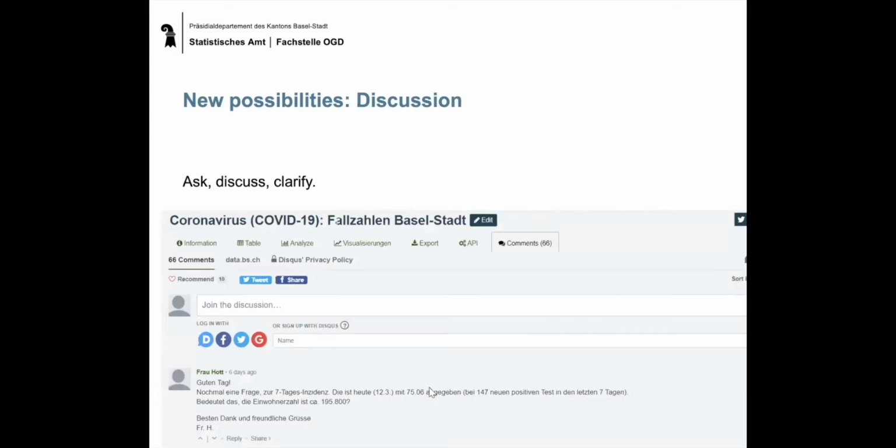How can we support you with realizing these possibilities? One way that I find really cool is in each data set, for example, here for Fallzahlen, if you want to ask questions or discuss something about the data set or clarify something, we have this comment section where we have a discuss plugin. So people actually use this and say, oh, there was an error here. Why is this here like this? It's a lot going on, a big discussion here.